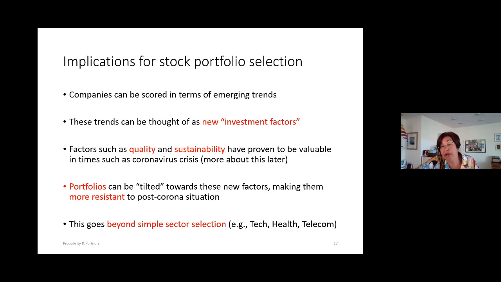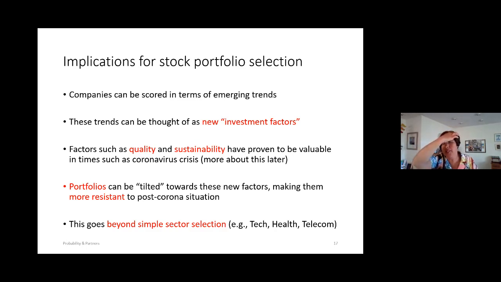But that is, of course, a very simple way of thinking about it, because investment portfolios must be diversified, and they must be diversified across sectors as well. And hence we need to not just focus on those sectors that we think are going to score well, but also choose companies from other sectors to preserve this diversification, which are more immune and more resistant to the future that will undoubtedly emerge after this epidemic.